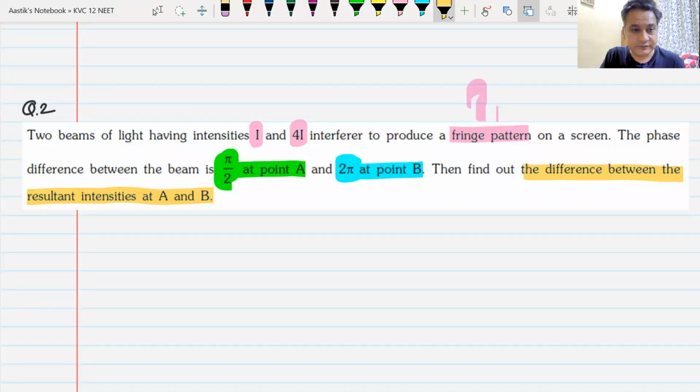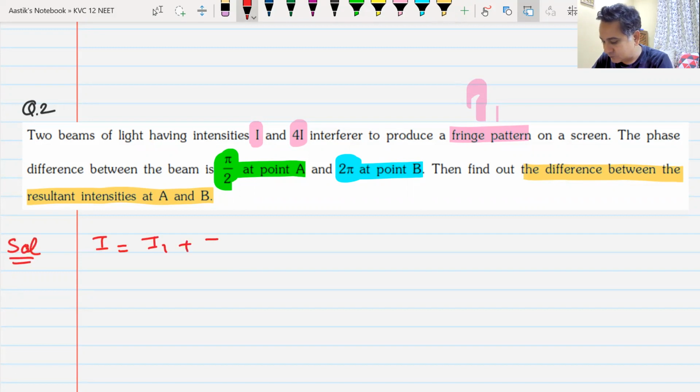Sir, I equals I1 plus I2, let's speak slowly now, my brain is not so fast. You are fast, my brain is not. So I is equal to I1 plus I2 plus 2 into under root I1 into I2 cos phi. Now what do I do? I just see what the values given are.